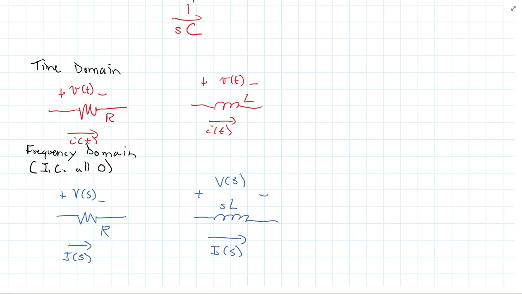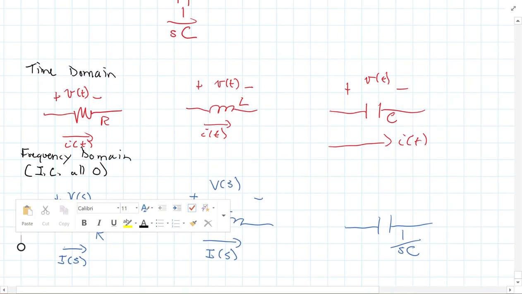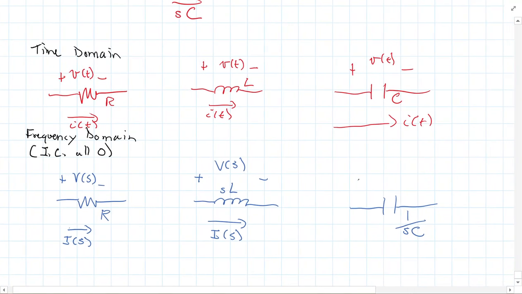And then for the capacitor, of course, we have in the time domain plus minus V at t, some capacitance C, and some current I at t. Then in my frequency domain, I have a capacitor, but the value of the capacitor is now 1 over S times C. And then, of course, I've got plus minus V at S, and my current I at S.